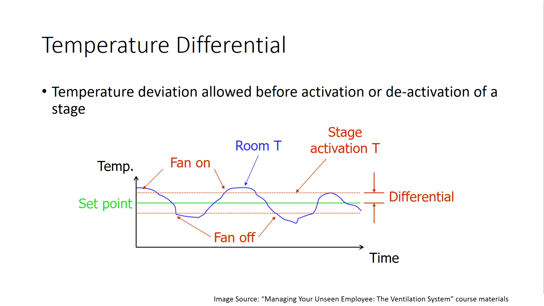Once the temperature is on the downturn, the fan does not turn off immediately. Rather, the controller waits until the room temperature passes the differential on the other side of the set point. This reduces the number of times a fan turns on and off as the room temperature hovers around a room condition. On some controllers, the on and off differentials can be different.